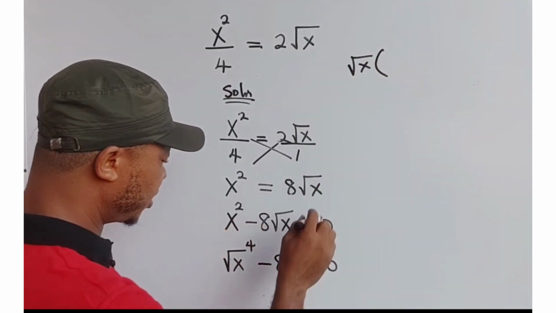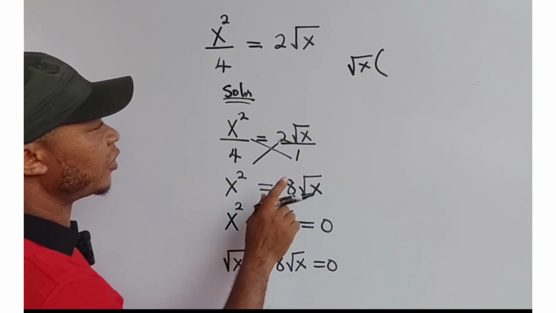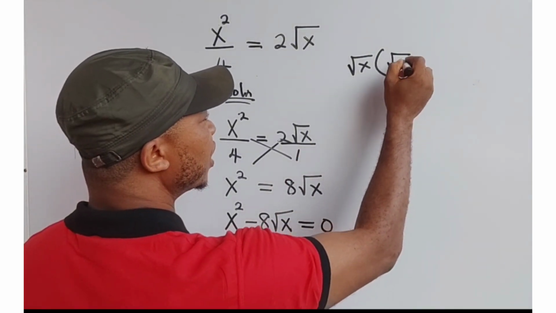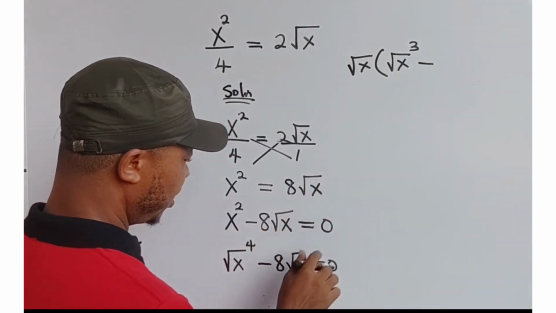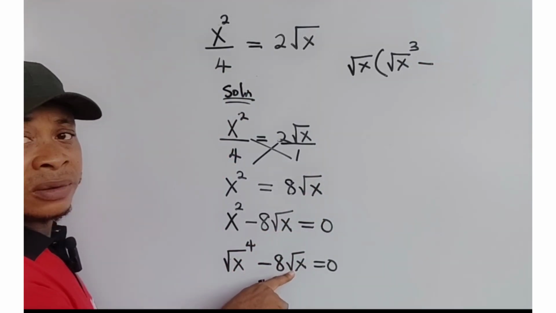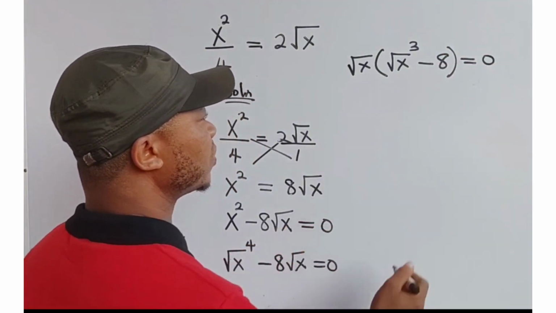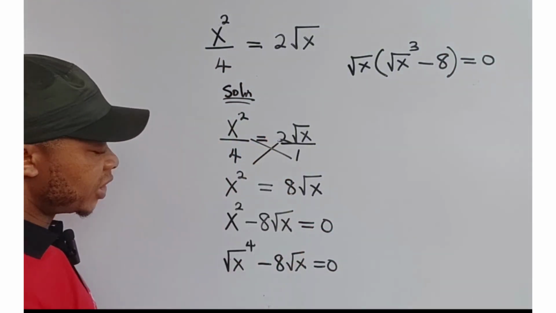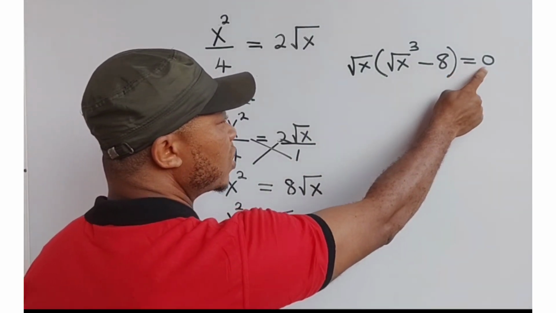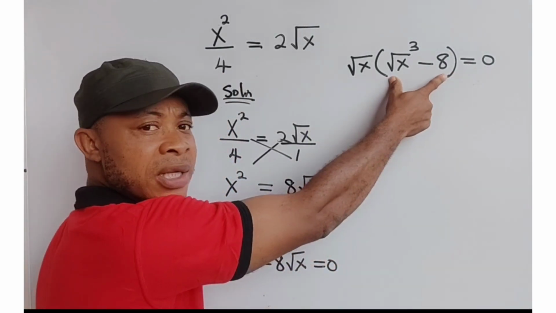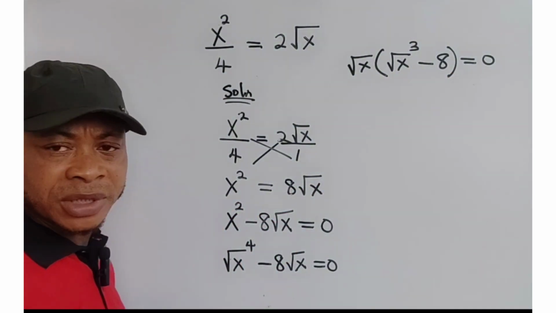Then open my brackets. Root x will divide root x raised to power 4 to give me root x raised to power 3. And then minus, here, I've taken root x, so this will be minus 8. Everything will be equal to 0. Now two things have been established. It's either that root x is equal to 0 or everything inside this bracket is equal to 0. So let's consider them one by one when each of them is equal to 0.